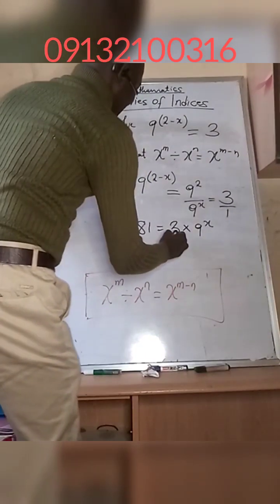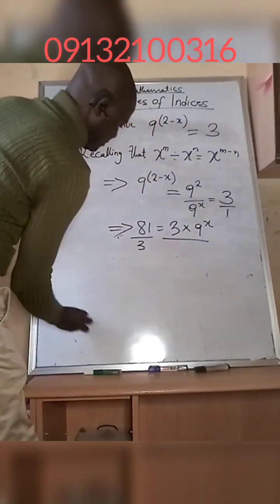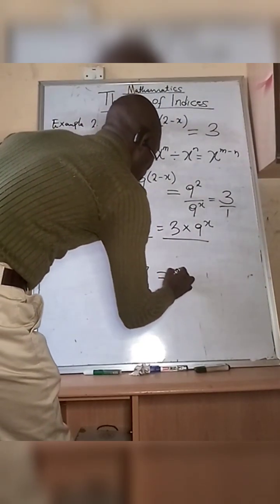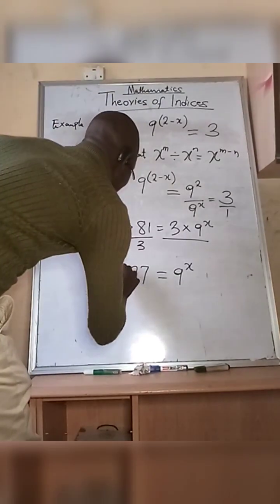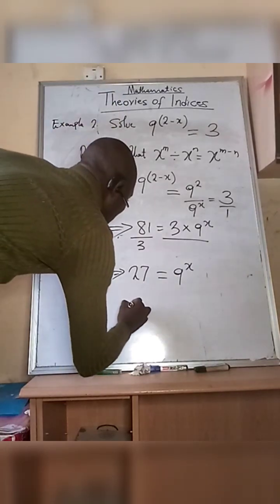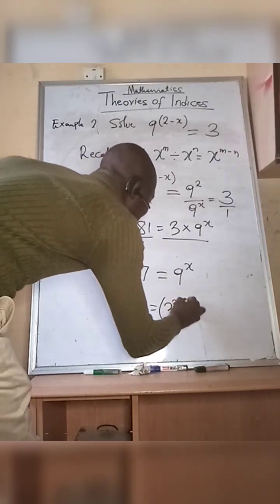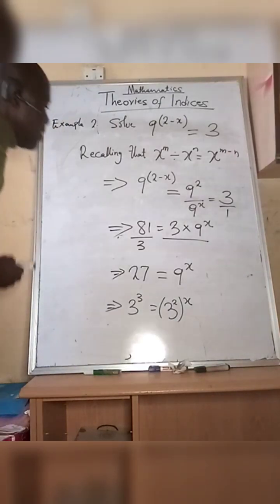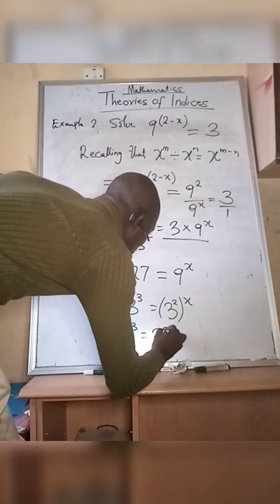So if we divide both sides by 3 first, 27 is equal to 9 raised to the power x. At this point, it is important that I deploy another law that I have not explained, which is, we express this in powers of 3. This is going to be 3 raised to the power 3, and this is going to be 3 raised to the power 2, talking about the 9, then raised to the power x. So it gives us 3 raised to the power 3 being equal to 3 raised to the power 2x.